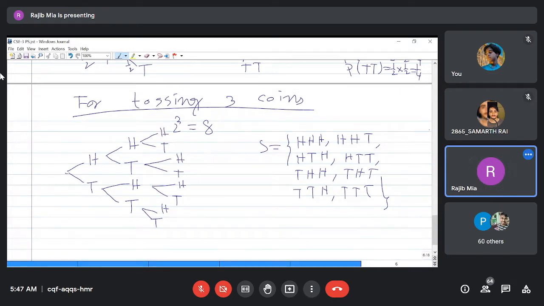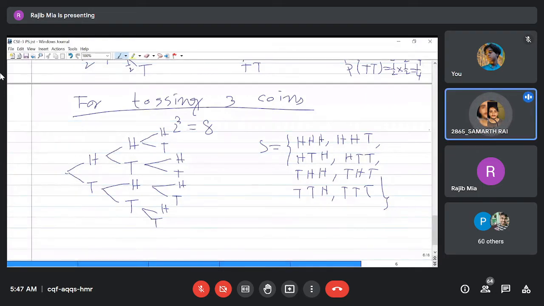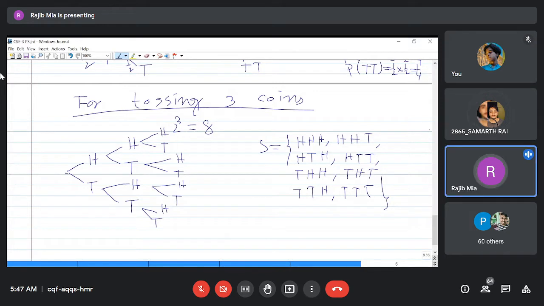That is 1, 2, 3, 4, 5, 6. Means six outcomes will be there, no? Yes, 6 outcomes will be there for a dice. Okay, got it, sir.